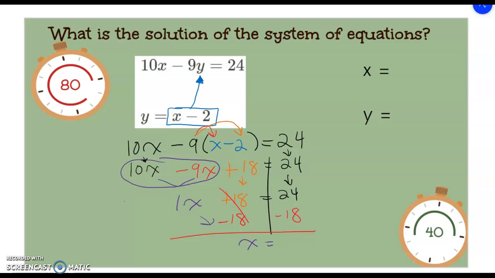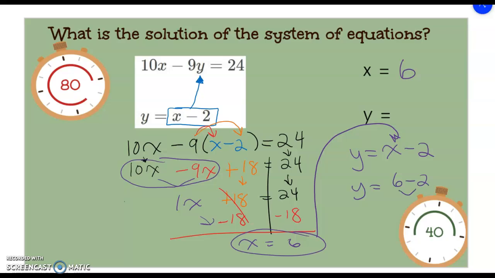So anyway, 24 minus 18 is going to give me what? 6. Yes. So x equals 6. So in this case, I'm going to put 6 right here. Now, I know what x is, so now all I'm going to do is take it back to my original equation, y equals x minus 2. I'm going to plug it in right there to solve for y. So 6 minus 2 is going to give me what? 4. So y equals 4.